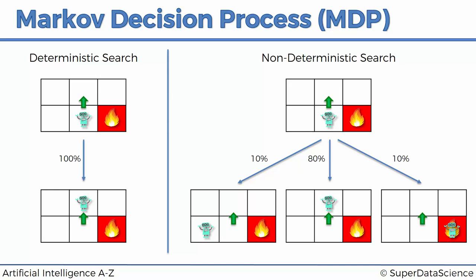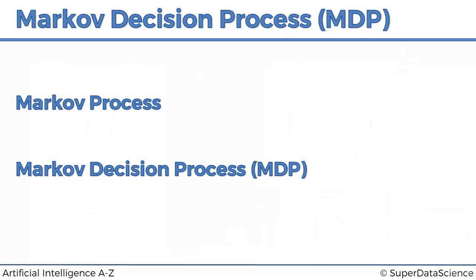So something that is out of the control of the agent, something that it cannot predict. That's what we're modeling here in non-deterministic search. And this is where we have directly approached two new concepts: Markov processes and Markov decision processes. So let's have a look at these.